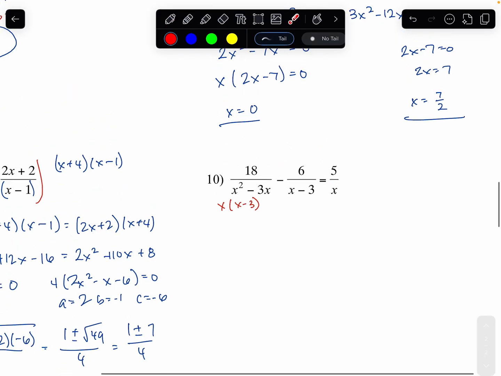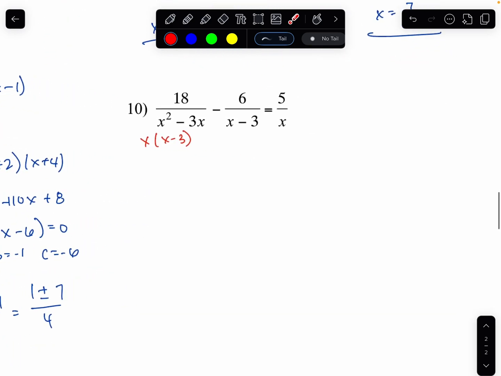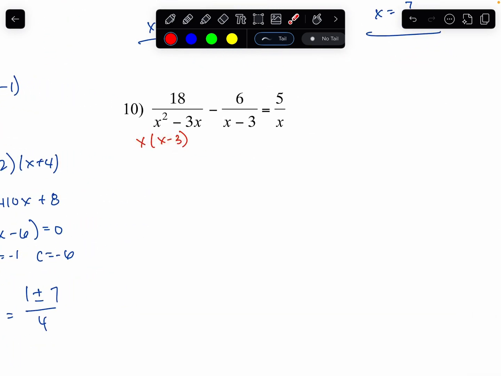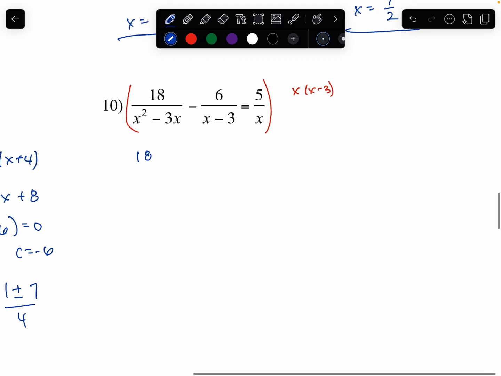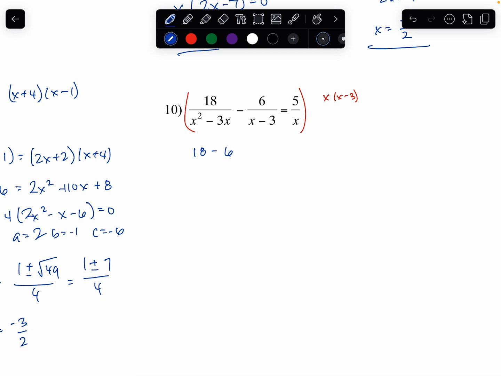So this is what I was talking about earlier, that you don't want to multiply by two of the same factors if it's already in the other. So you're just going to multiply everything by x and x minus 3, and that will get rid of all your denominators. When I multiply this term by the least common denominator, everything cancels, so you're just going to be left with 18. Then minus 6 times x, because the x minus 3's will cancel, and equal to 5 times x minus 3.